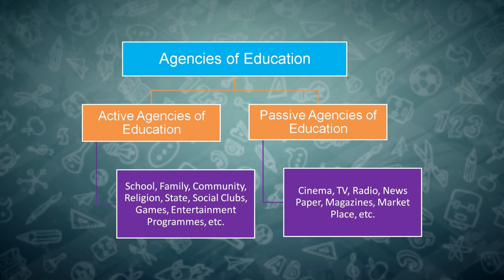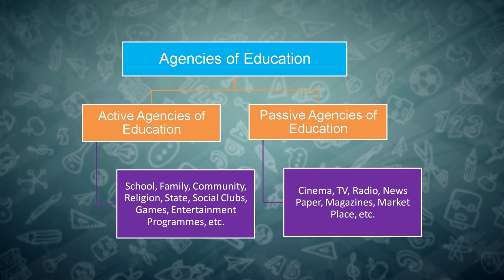So the people of the community actively involve themselves in it, they participate in it, for the development of the community, and it may be for entertainment or for other purposes also, for educational purposes also. So that's why school, family, community, religion, state, social clubs, games, entertainment programs, these come under the active agencies of education.